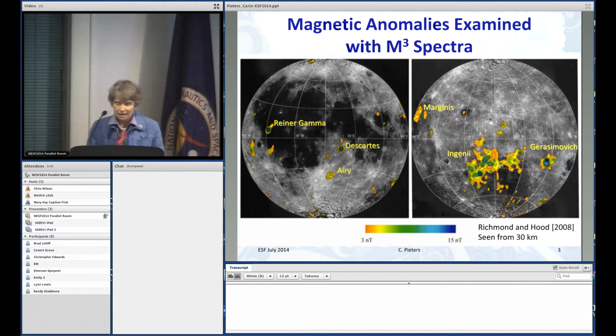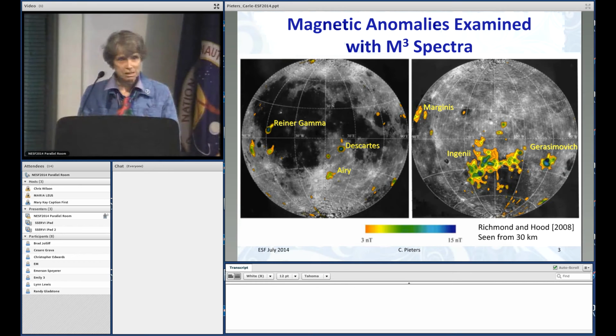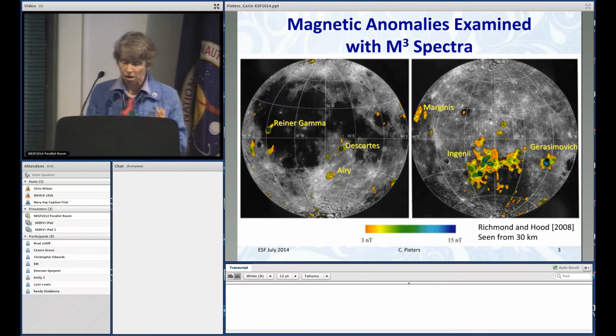As you know, swirls are associated with magnetic anomalies on the moon, and this turns out to be very key for the properties of the swirls. Not all magnetic anomalies have swirls, but swirls are associated with magnetic anomalies.